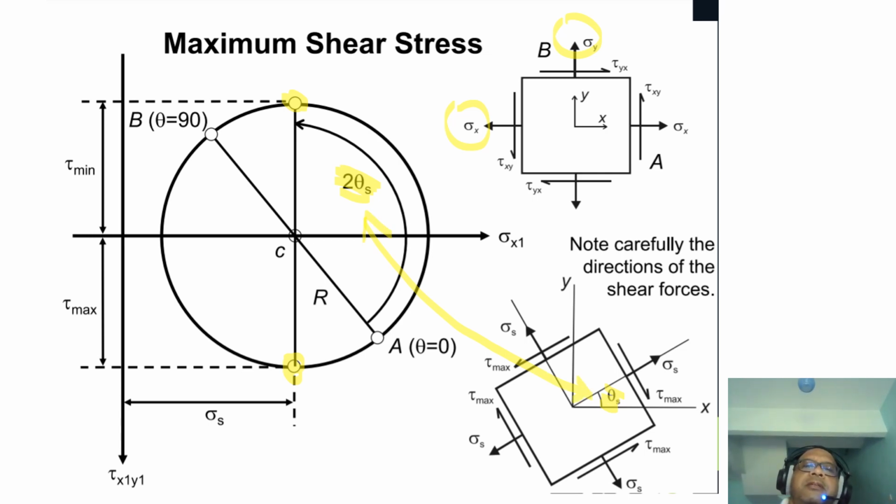The direction can change as you rotate. Just now it was positive counterclockwise. Now at this surface of maximum shear stress, we can see that the shear stress is changing direction to clockwise. This is a general observation. It depends on the stress condition of the element that we constructed.